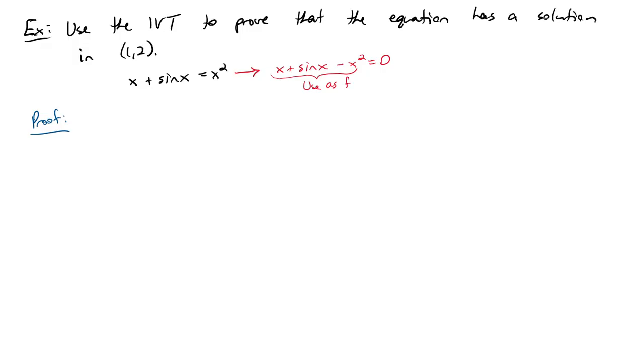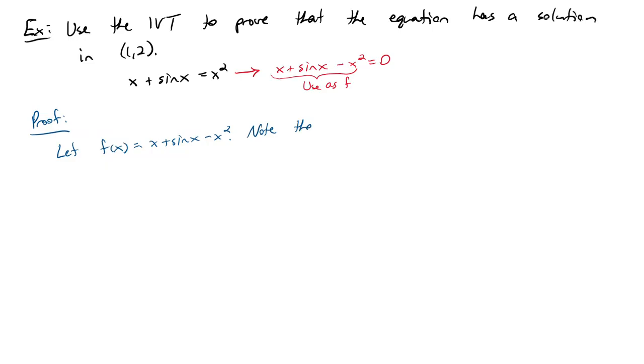So the first thing I'm going to do in my proof is let f of x equal x plus sine x minus x squared. Now the next thing we need in order to invoke the theorem is we need our function to be continuous on a closed interval. Well, I have an open interval here, so I might as well just use that as my closed interval. So what I need is for this function to be continuous on that closed interval. So I need to first figure out where this function is continuous.